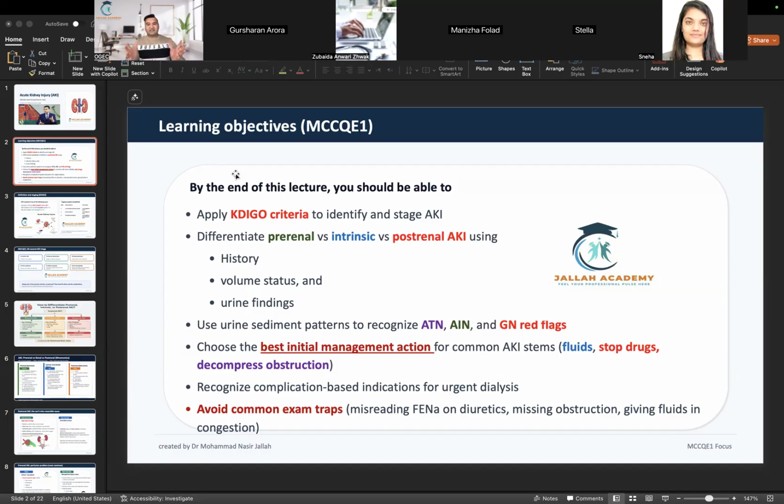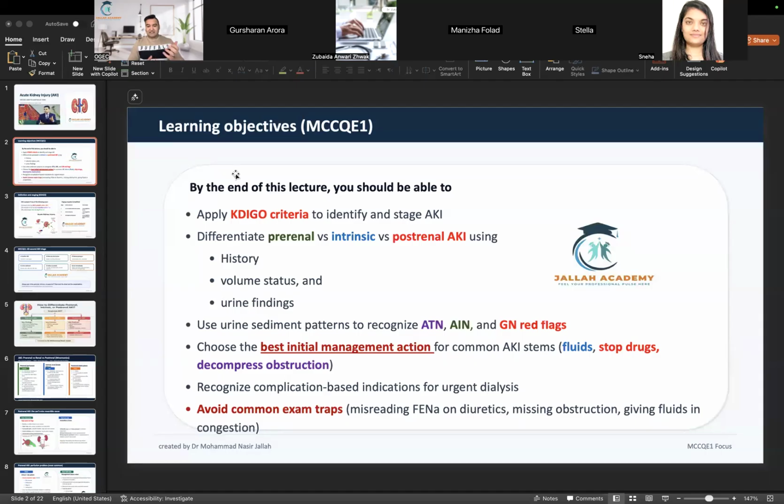So acute kidney injury could be pre-renal, it could be renal, which is also called intrinsic, and it could be post-renal. We use some tools, for example the history. Based on the clues in the history, which I'm going to tell you, you should suspect that this is pre-renal rather than renal or post-renal, or vice versa. Volume status is very important, and urine findings are also very, very important.